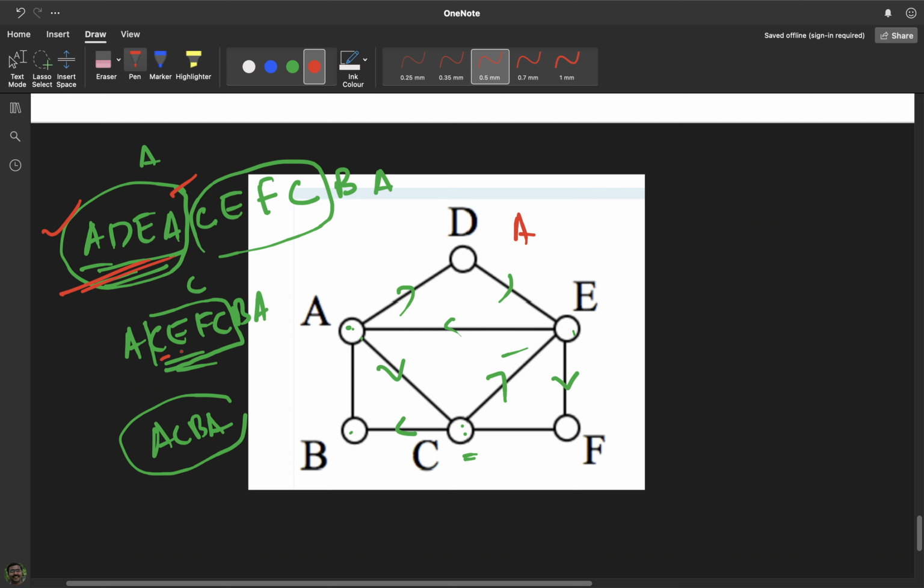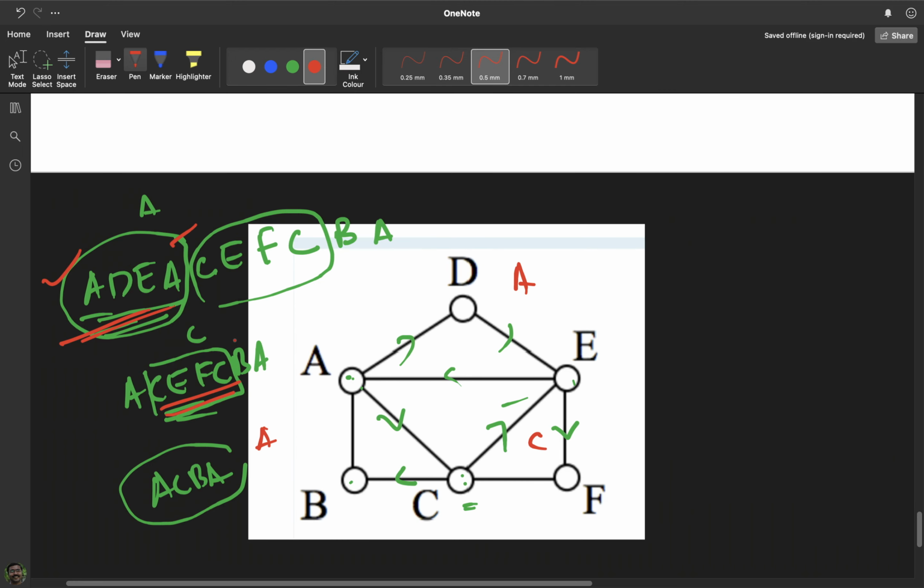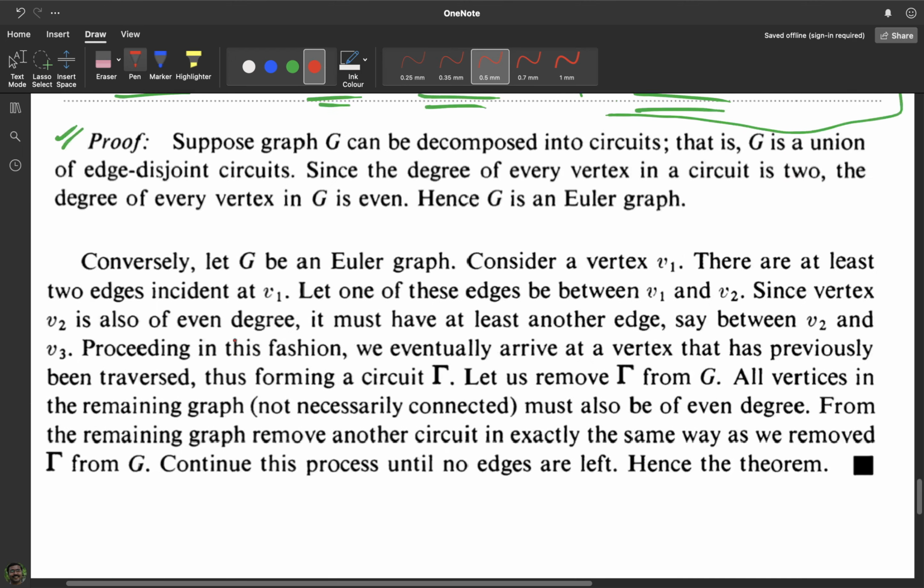Now you can see that again C is being repeated here. So you replace the repeated portion containing C with just C. CEFC has been removed and replaced with C. Similarly, taking the idea forward, you have ACBA. Again A is being repeated, so remove that portion with just A. So you have got 3 circuits, and none of these circuits have edges in common because we are progressively deleting those edges. That means if you have an Euler line, you can decompose that graph into disjoint circuits. That is the idea here.